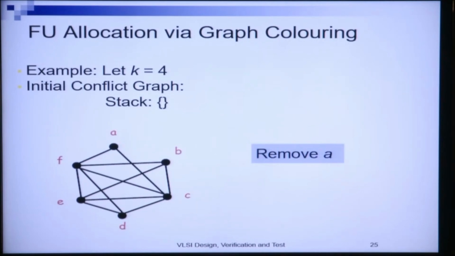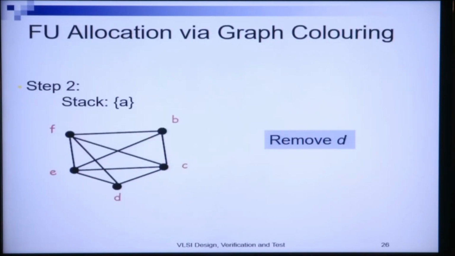First, we will search for a node with less than 4 neighbors. So, A is such a node. In fact, A has 2 neighbors. So, I can remove A from this graph. When I remove A from this graph, this is the residual conflict graph that remains. A goes to the stack.